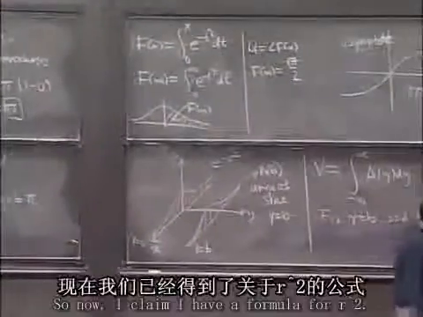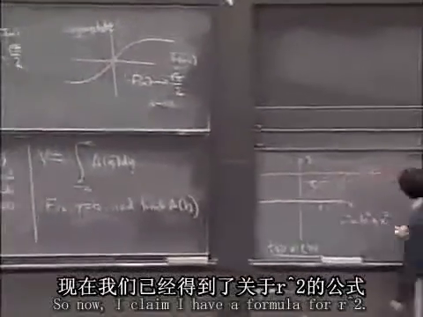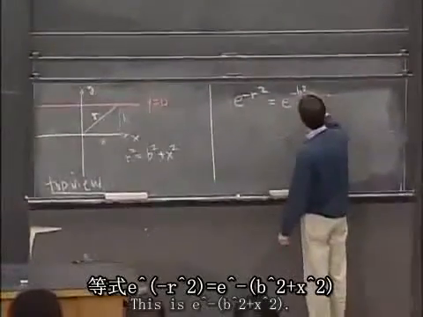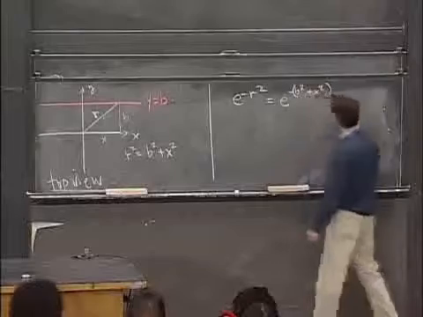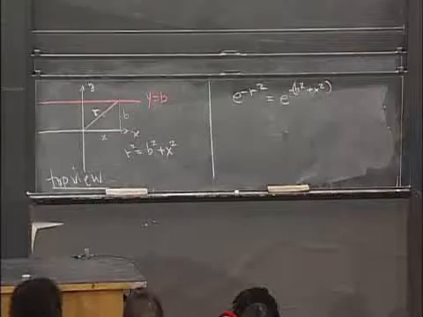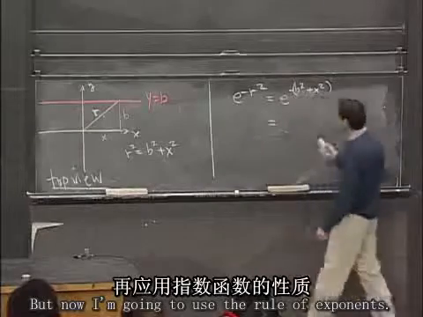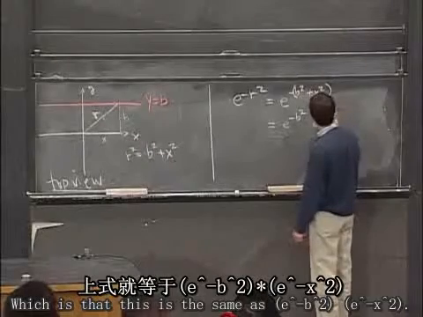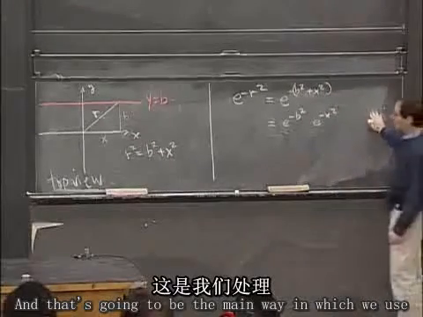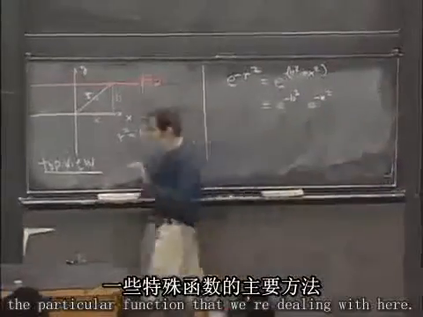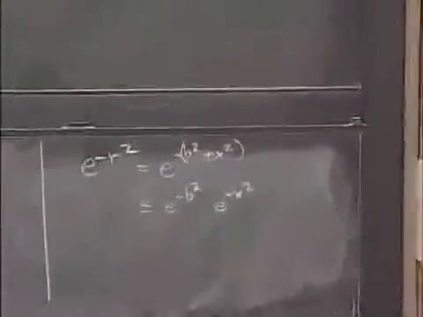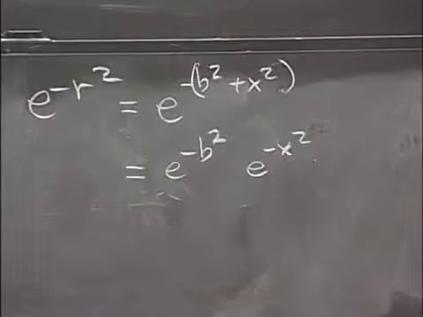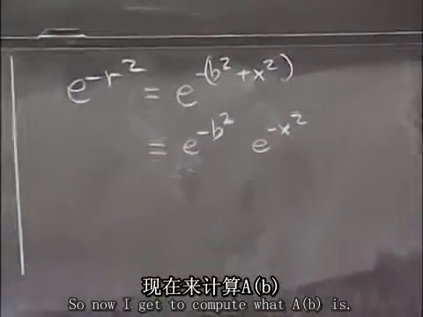All right. So now I claim I have a formula for r squared, and so I can write this down. This is e to the minus (b squared plus x squared). But now I'm going to use the rule of exponents, which is that this is the same as e to the minus b squared times e to the minus x squared. And that's going to be the main way in which we use the particular function that we're dealing with here. That's really the main step, amazingly. Okay? So now I get to compute what A of b is.